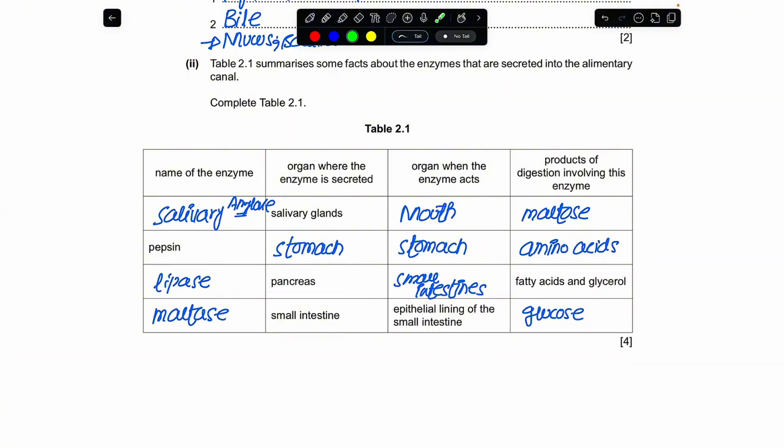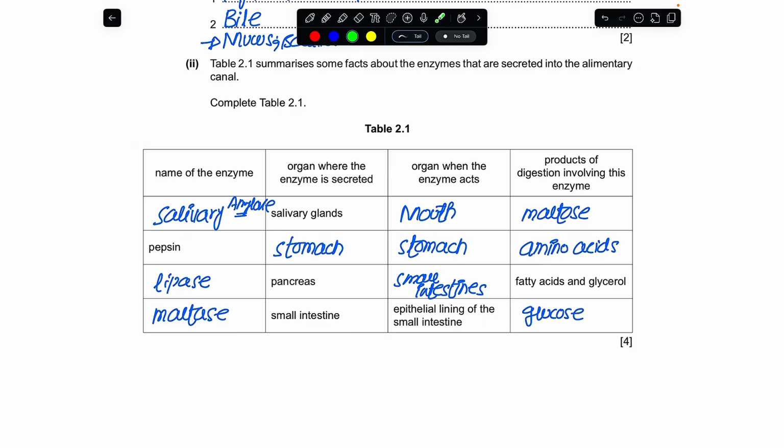Now here they gave us the organ where the enzyme is secreted, the pancreas. We know the pancreas releases many enzymes like the lipases, the trypsin, and the pancreatic amylases. But considering the products of digestion given here are fatty acid and glycerol, the name we would write is lipase. This lipase comes to the small intestine, where it breaks down the lipids to fatty acids and glycerol.